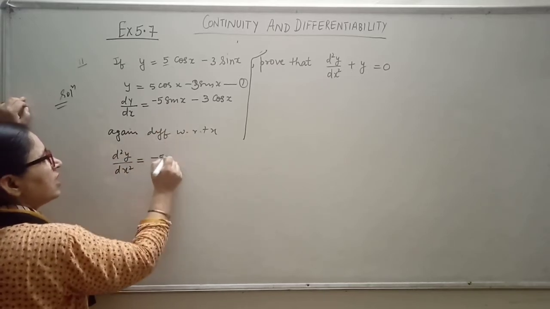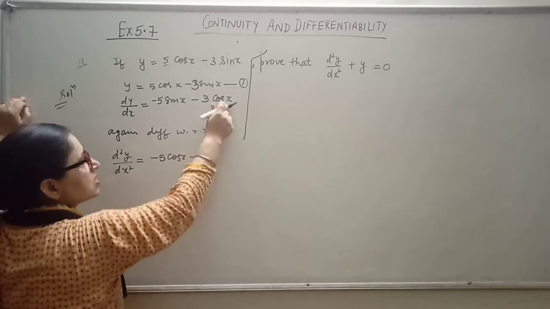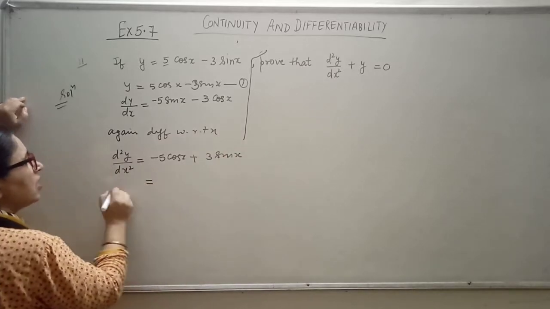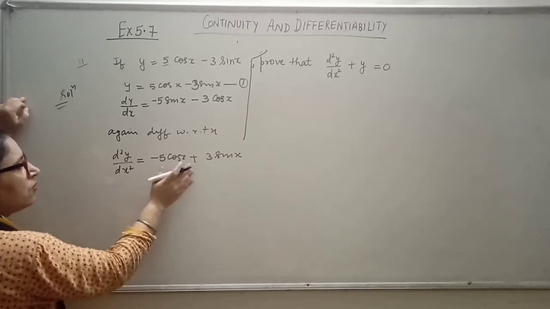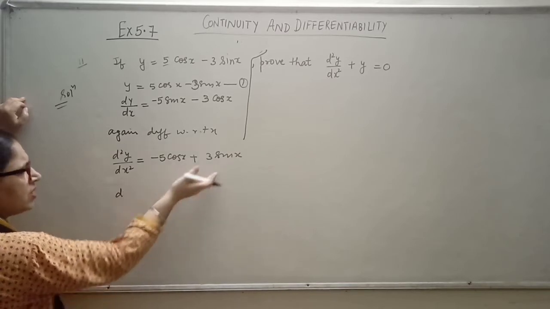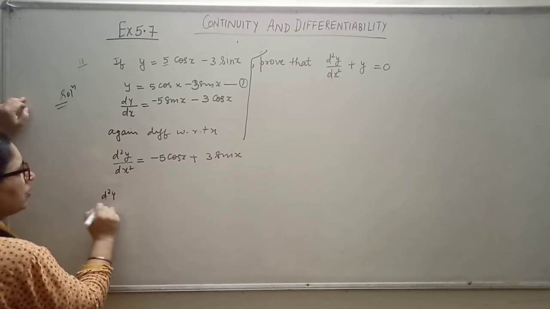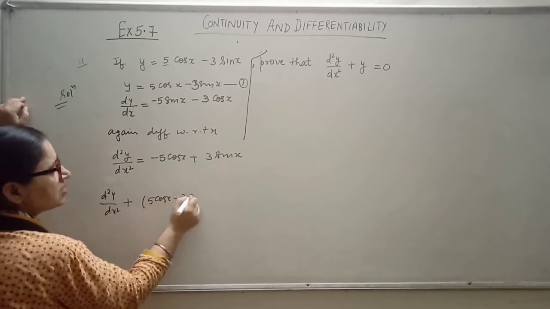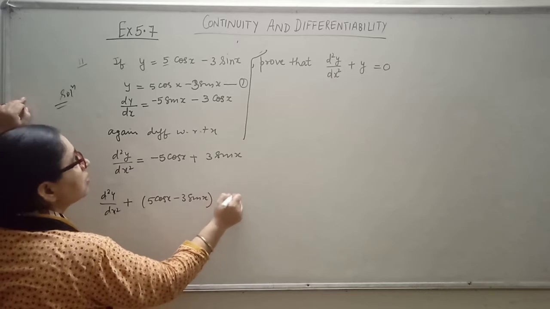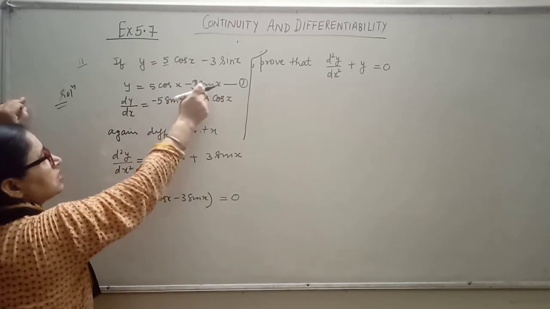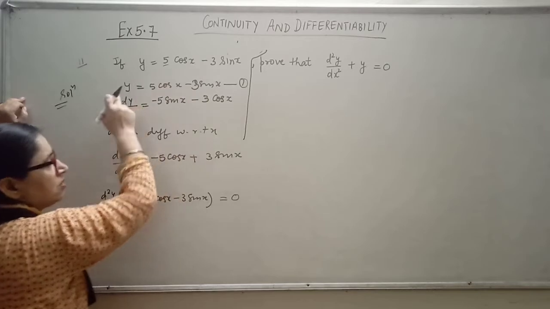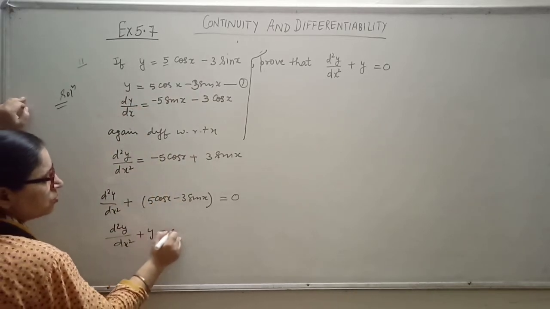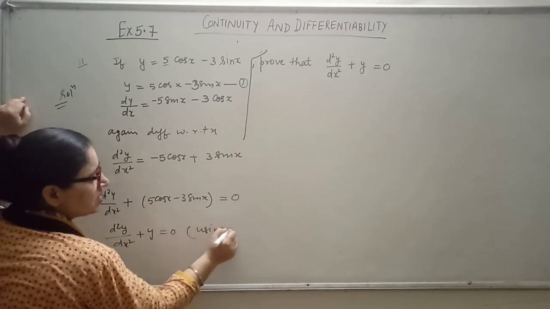Minus 5 sin x, the derivative is cos x, minus 3 cos x, the derivative is minus sin x, so it becomes like this. From here, if I take d square y upon dx square to this side, it becomes 5 cos x minus 3 sin x. If you compare it with the question, it is equal to y. So this is d square y upon dx square plus y equal to 0 using 1. Hence it is proved.